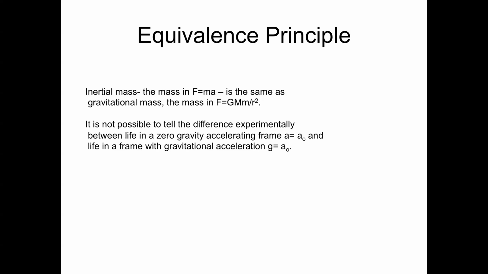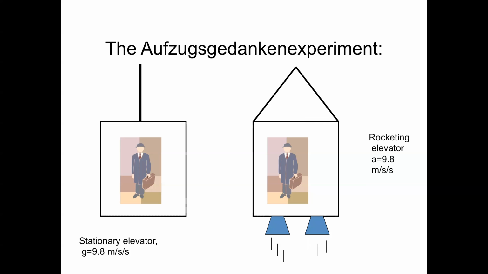So let's make this a little more concrete and look at elevators. I call this the Aufzugsgedankenexperiment. A Gedankenexperiment is a thought experiment, and an Aufzug is an elevator. What Einstein said was that there's no experiment you can do inside an elevator that's standing still waiting on the 14th floor of R.L. Moore Hall, and an elevator that's being blasted by rockets into space and accelerating at 9.8 meters per second squared, the same as the acceleration of gravity on the surface of the Earth.